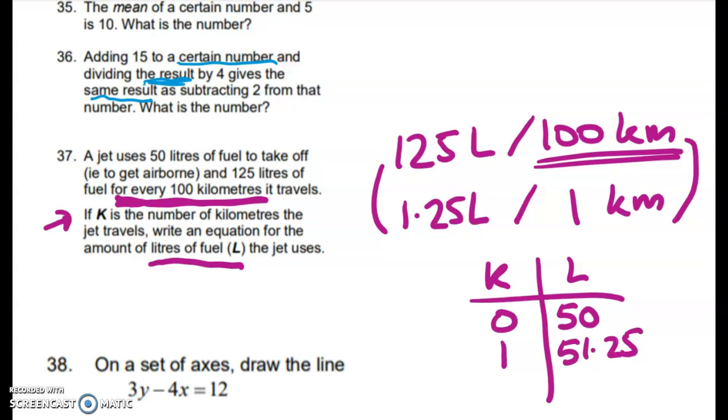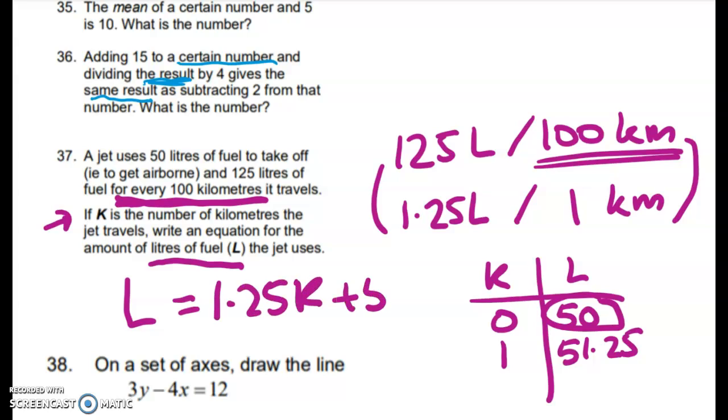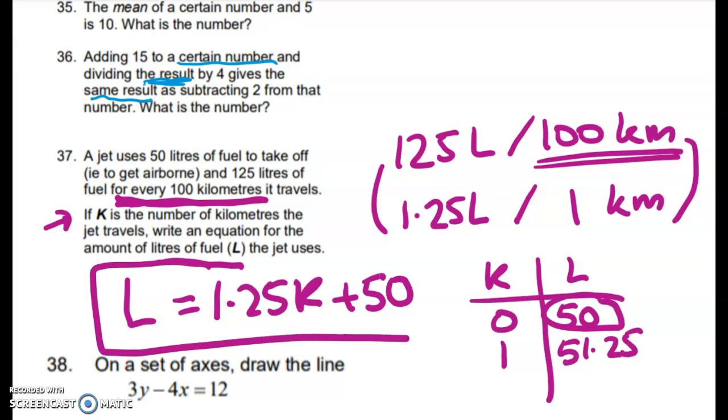51.25. Okay, so that means that my equation is going to have an intercept of 50, so it'll be L is equal to 1.25 K plus 50. So there we go, that's that equation. Now the last question in this video is a little bit different.